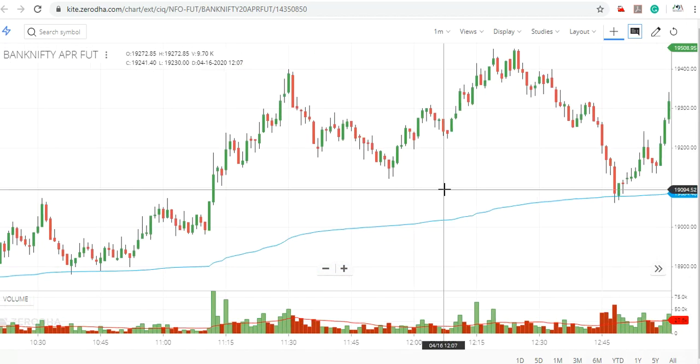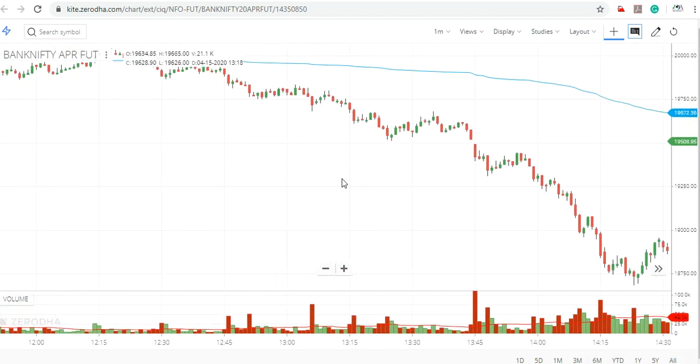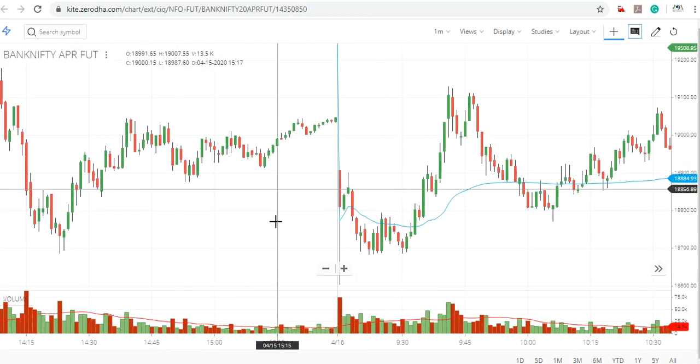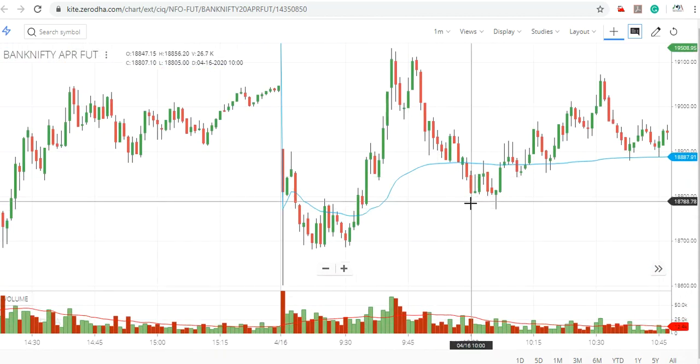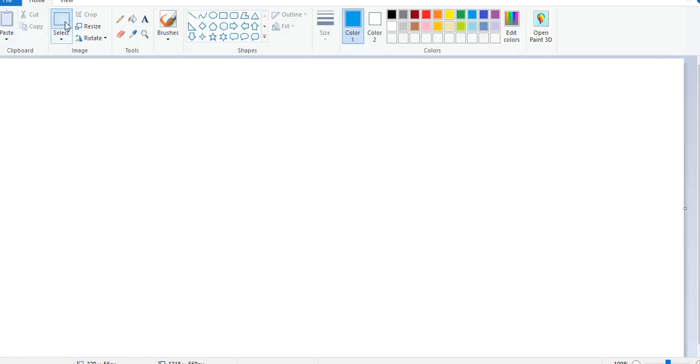How do we trade? Any idea? Okay, now I will tell you how to trade. This is the VWAP and candlesticks. We go to Paint. See, this is our VWAP, the blue color line.